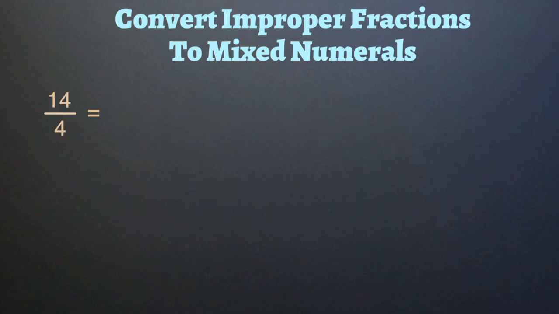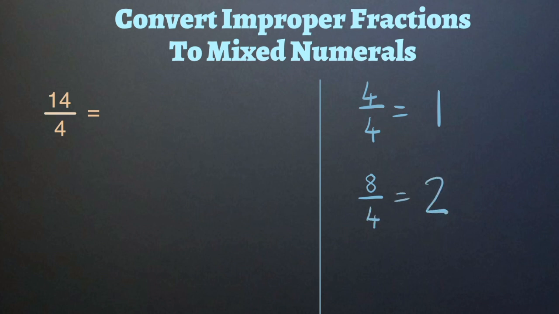Let's have a look at another one. This time I've got 14/4 is the same as, we don't know yet. I'm going to start by making a space for me to do my workings. So I know 4/4 is equal to 1 whole. If 4/4 is equal to 1 whole, 8/4 must be equal to 2 wholes, and 12/4 must be equal to 3 wholes. I'm going to stop there because 12 is pretty close to 14 and that uses up most of those quarters.